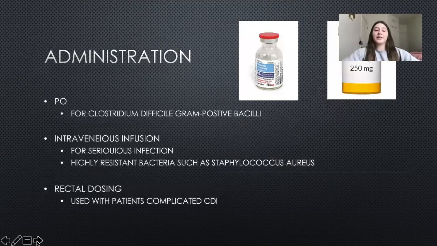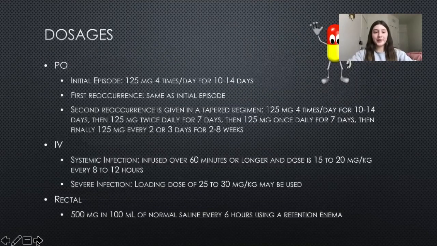Vancomycin is administered three different ways: by mouth, IV infusion, and rectal dosing. The dosages for vancomycin vary, and the most common way to administer vancomycin is through an IV infusion.